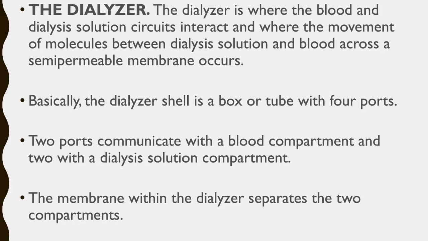Mainly one is the blood inlet, from where the blood comes into the dialyzer. One is the blood outlet, from where the purified blood goes back to the patient. One is for the dialysis solution to come into the dialyzer and one is the outlet for the dialysis solution. Here the membrane within the dialyzer separates the 2 compartments.